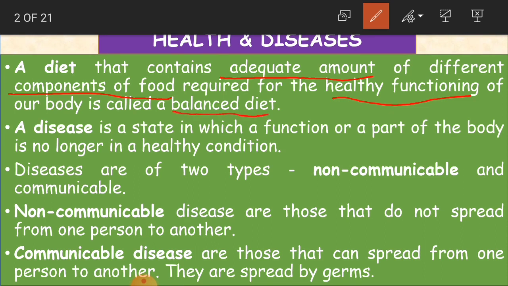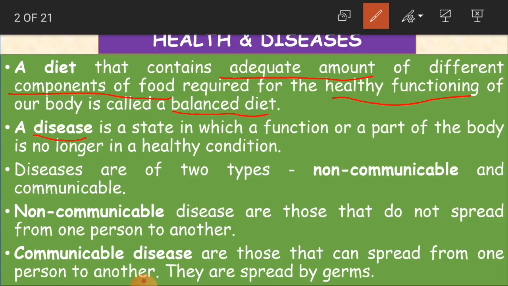Okay, and here we are talking about disease. What is a disease? A disease is a state in which a function or a part of the body is no longer in a healthy condition. If the human body is not able to perform its action in a proper way, then we call it a disease. Like we say that they are sick, they are unhealthy, in the sense that they are not able to perform any work in a healthy condition.